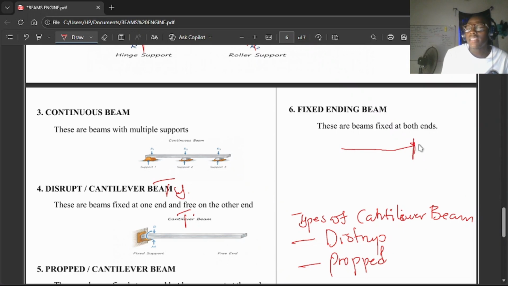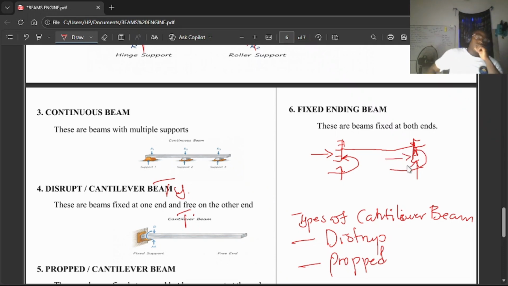We say that at this end you have a fixed beam. On this end, you have another fixed beam here. So what are you seeing? You're having one, two, and three. Am I communicating? So this is an example of a fixed ended beam.